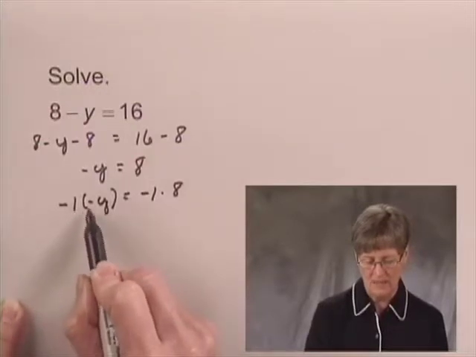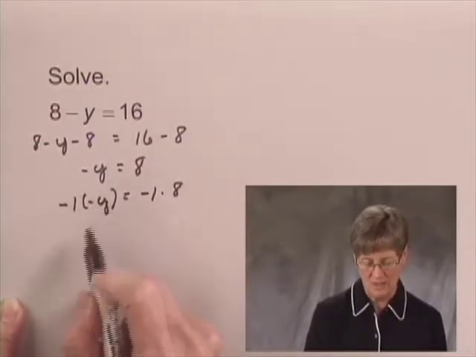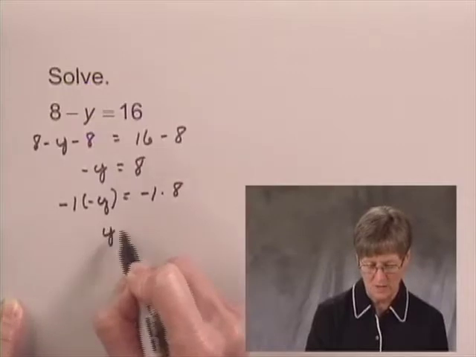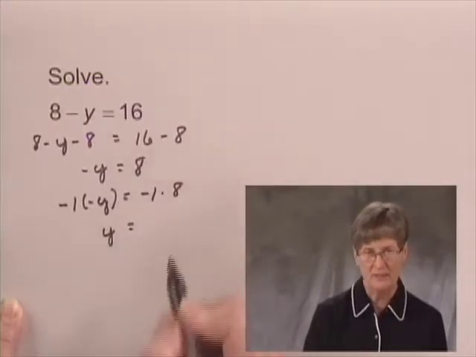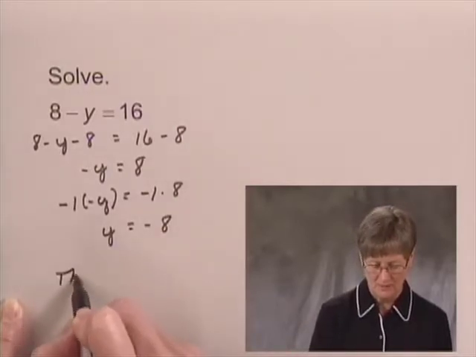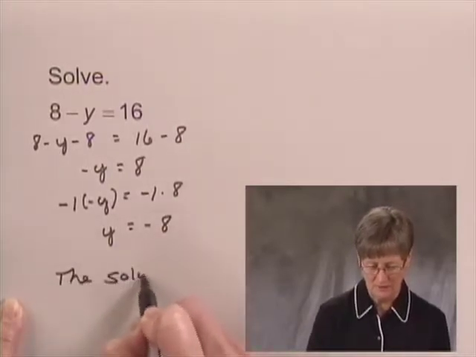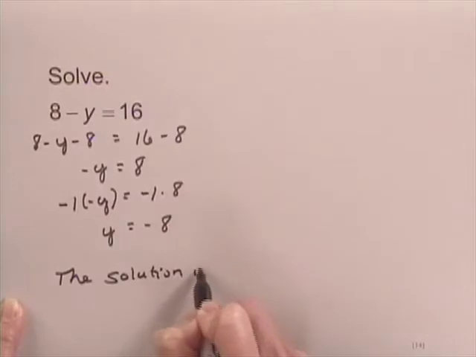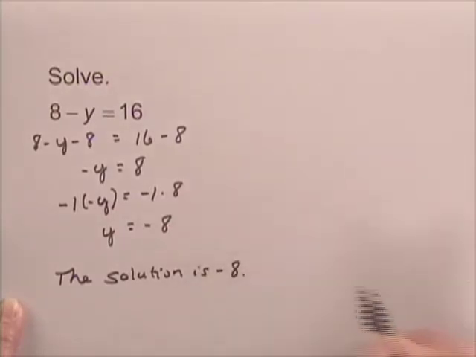Negative 1 times negative 1y is 1y, or just y, and negative 1 times 8 is negative 8. So we see that for this equation, the solution is negative 8.